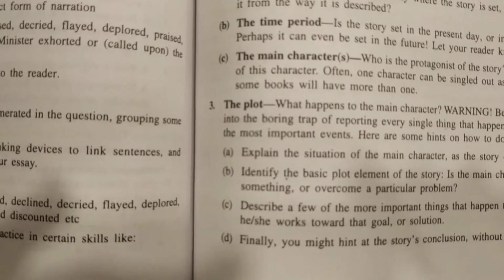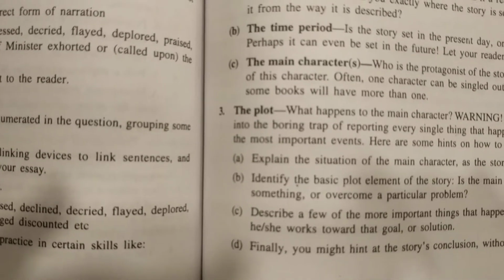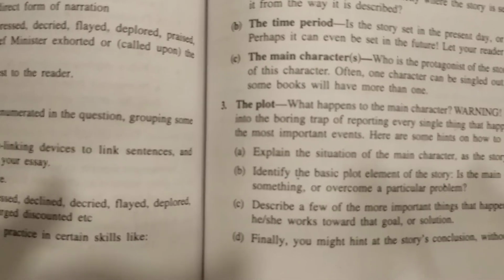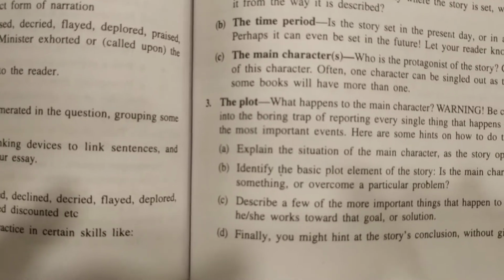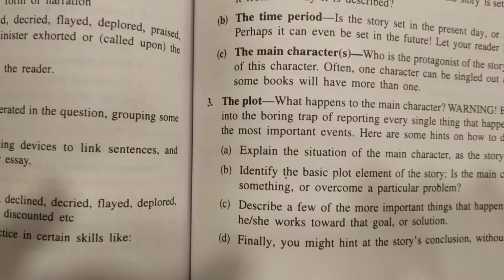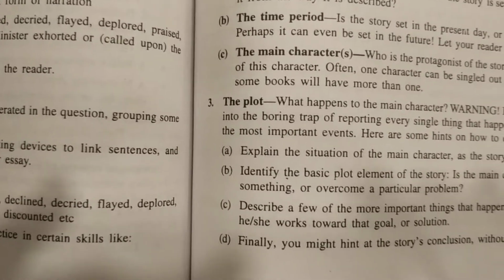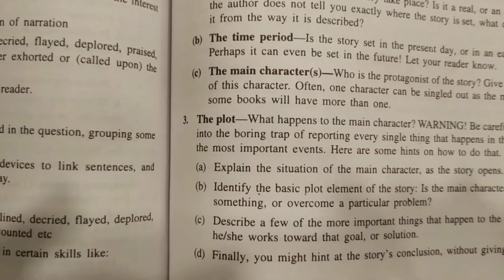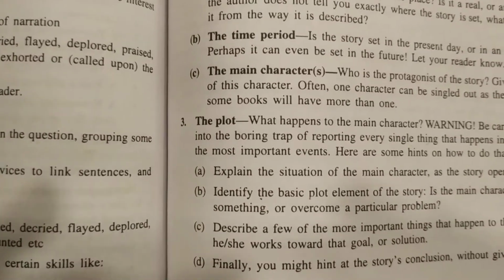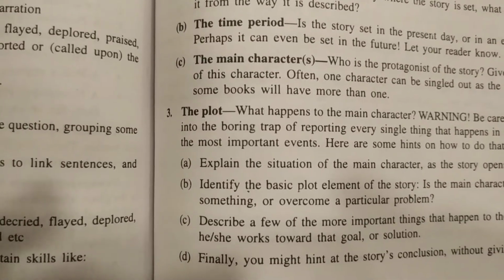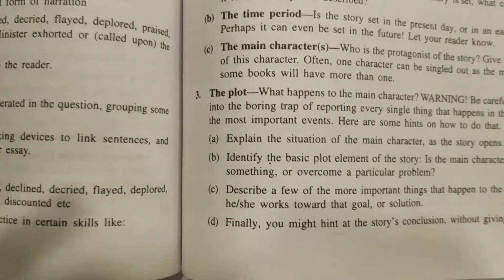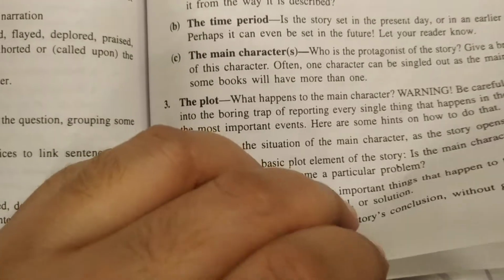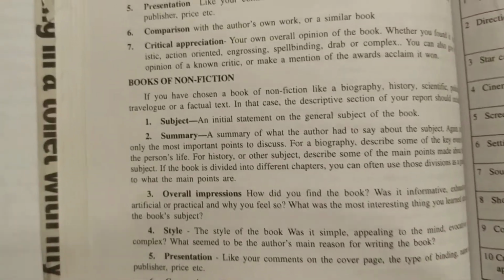You can explain the situation of the main character as the story opens. Identify the basic plot element of the story. That is, the main character is trying to achieve something or overcome a particular problem, or something in relation to the main plot. Describe a few important things that happen to the main character. And finally, you hint at the story's conclusion without letting the reader know the ending of it.